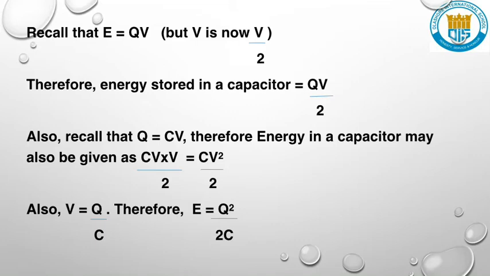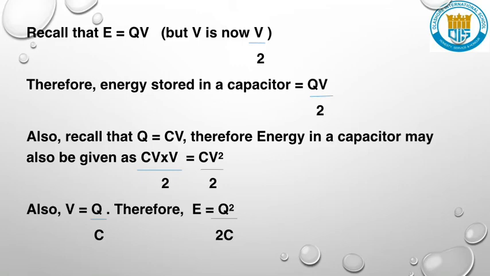We already saw that on this slide. So if Q equals CV, that means that in your formula QV over 2, where you have Q, you can put CV there. So that will give you CV times V over 2. That's CV squared over 2. Also, from Q equals CV, we can see that V will be equal to Q over C. So that means also that in our formula QV over 2, wherever we have V, we can put Q over C there. And that will also give us Q squared over 2C.